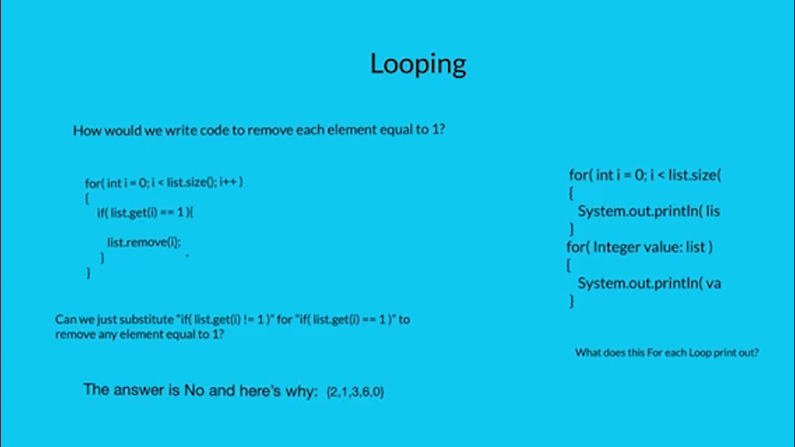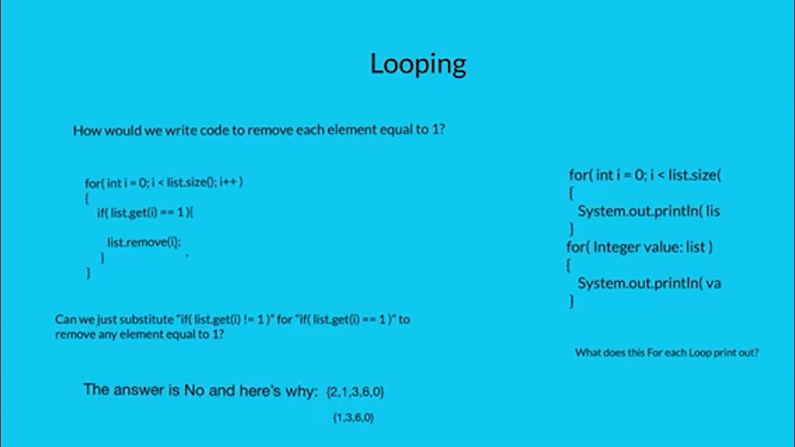But is it possible we can just put an exclamation mark before the equal sign to remove elements that do not equal 1? No, and here's why. Take a look at these numbers in our array: 2, 1, 3, 6, and 0. Starting off at index 0, 2 does not equal 1, so this index will be removed and our new array will look like 1, 3, 6, and 0.